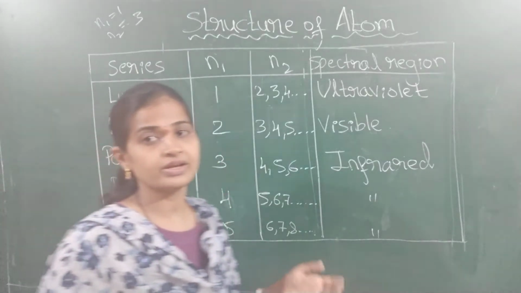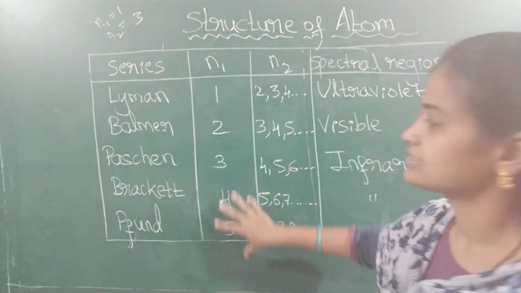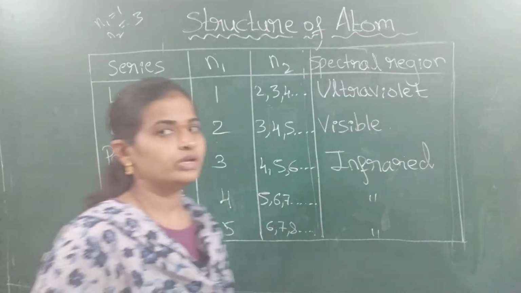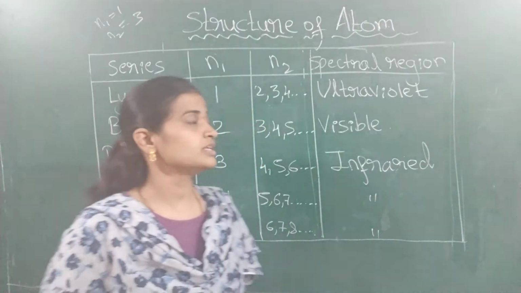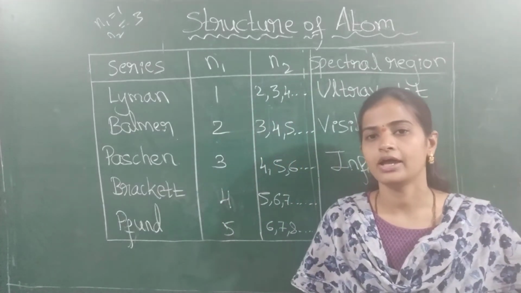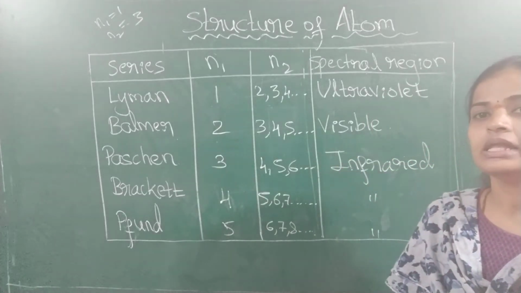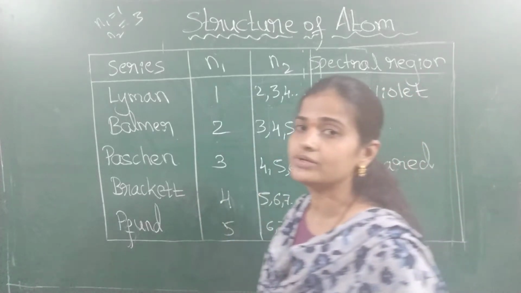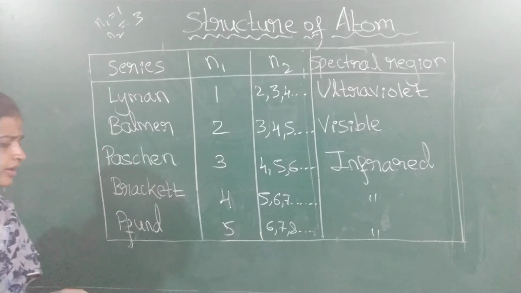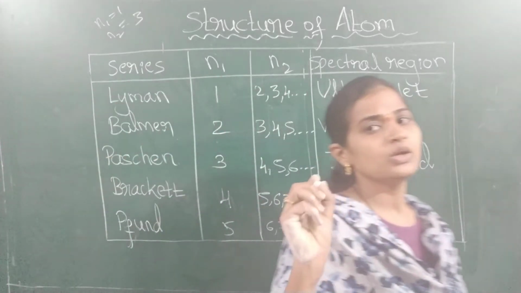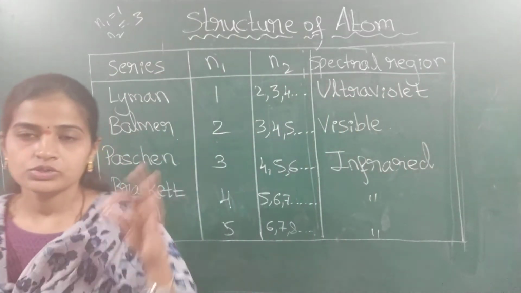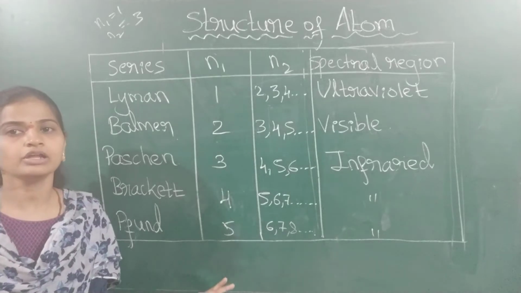In the previous class, you had written the energy level diagram. After that, you write this series of hydrogen, n1 value, n2 value, and in which region it falls. Now I'll ask the question. Name the spectral series of the hydrogen which lies in the ultraviolet region. Answer for this is Lyman series. Or Pfund series lies in which region? It lies in the infrared region. You just make a note of this. You write this table neatly in your notes.